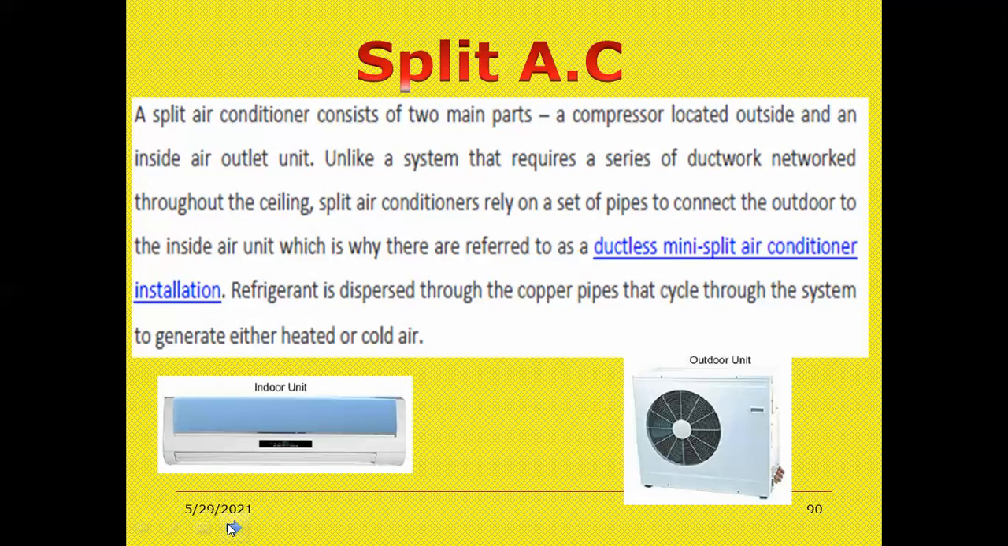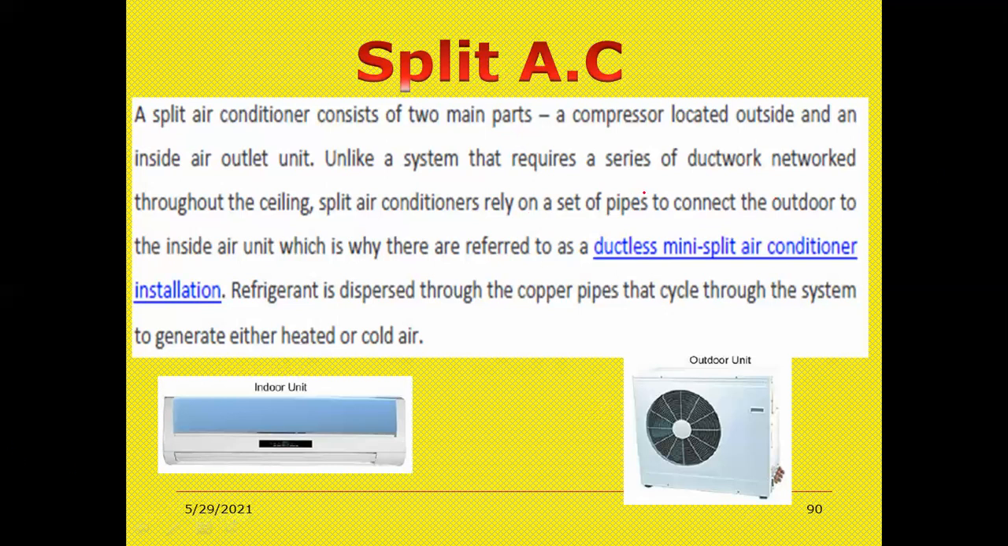So split, and initially these both are two, and now we are calling them one single unit. That is this window AC. Now the window AC is further transformed into the split AC, where you have two compartments. One compartment is placed inside the indoor place, that is the indoor unit, and the outdoor unit. This type of system you have already seen, right?